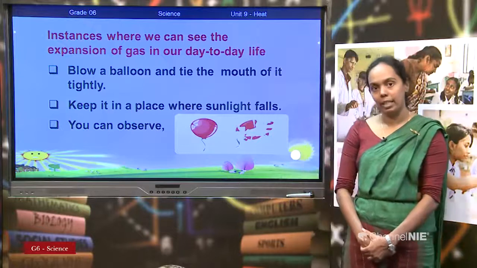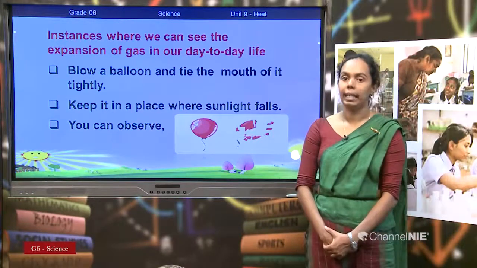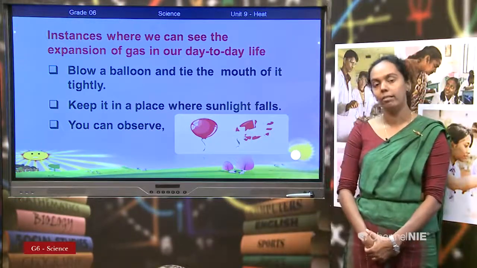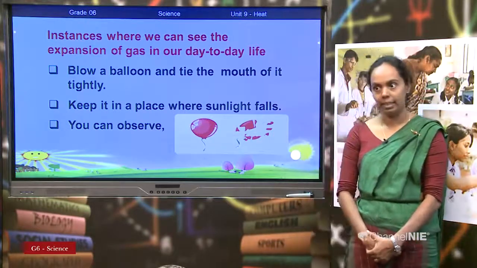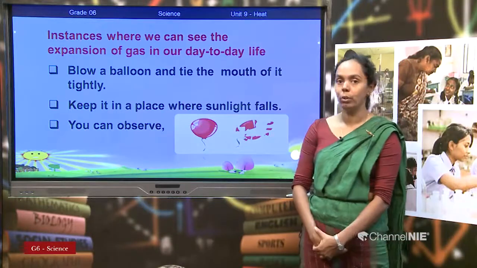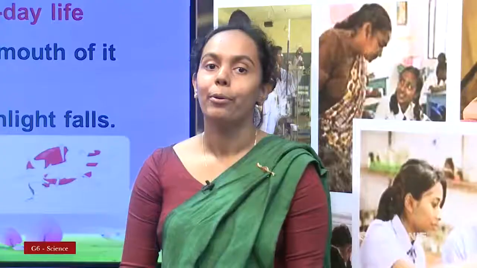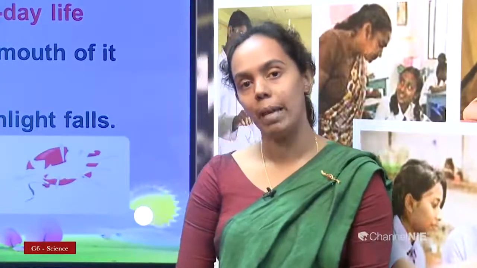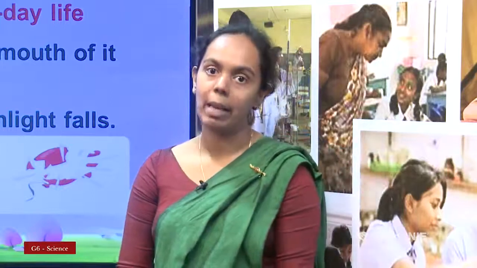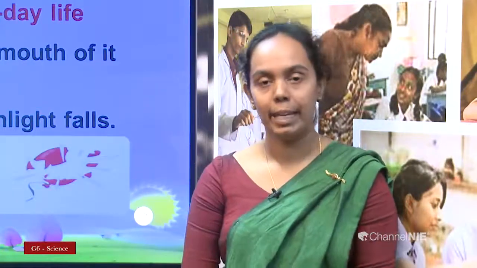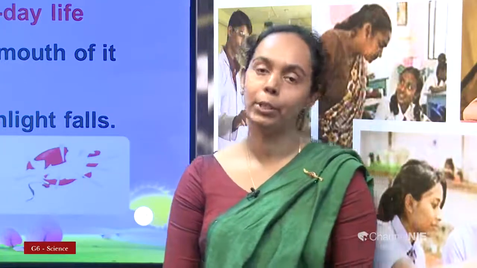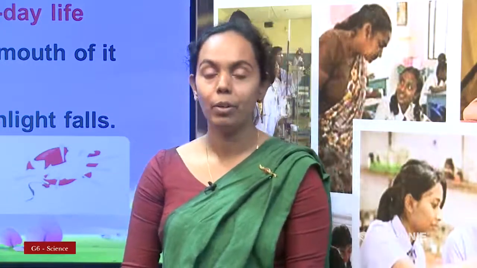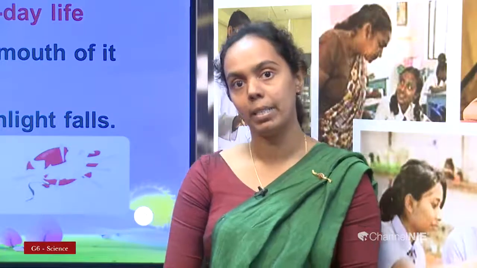When the sunlight falls on the balloon, the air inside the balloon increases its volume due to absorbing the heat from the sunlight. Due to this increase of volume, the balloon is burst. That means the air inside the balloon expands due to the heat of the sunlight, and because of that, the balloon is burst.